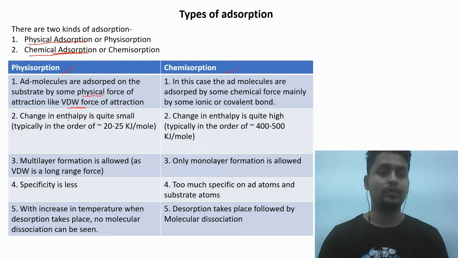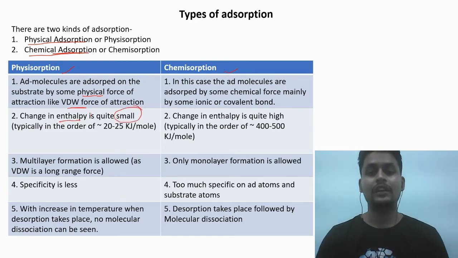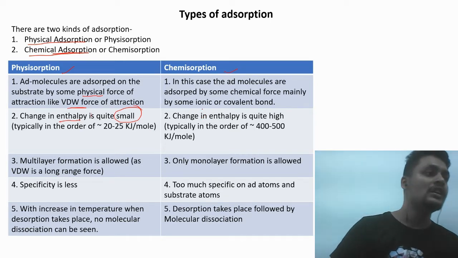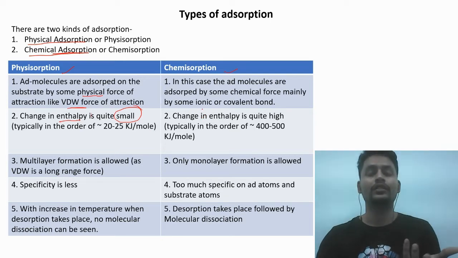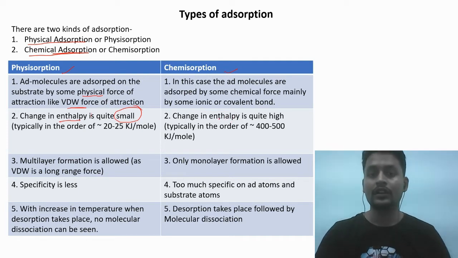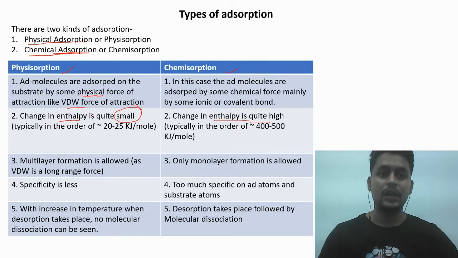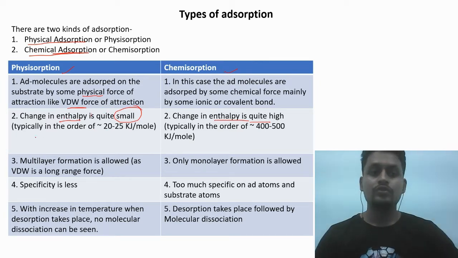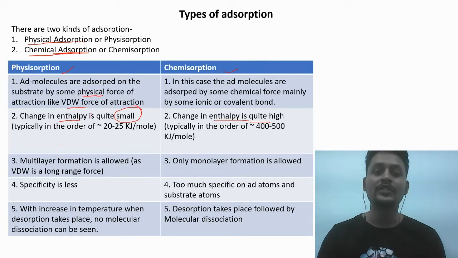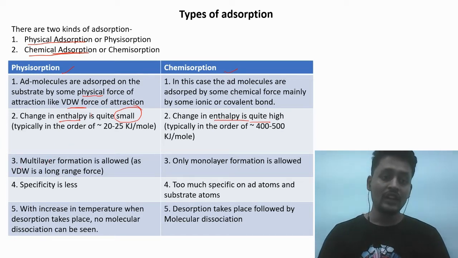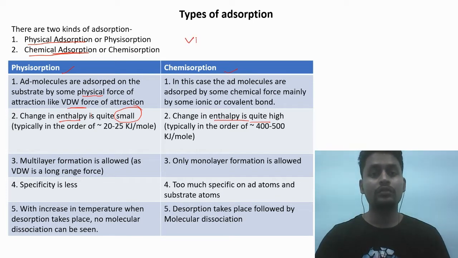Now, as this is a weak force of attraction, the enthalpy will obviously be small, and in chemisorption, a chemical bond is forming. Whenever a chemical bond forms, normally a high energy is released, right? So the enthalpy will be quite high with respect to physisorption. I'm just comparing those two. In physisorption the enthalpy will be small, and in chemisorption the enthalpy will be high.